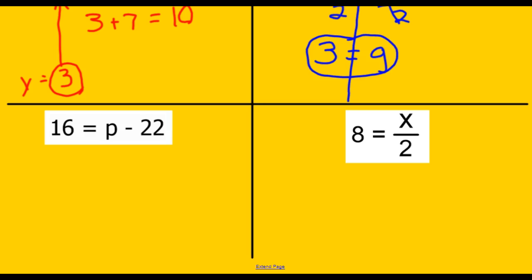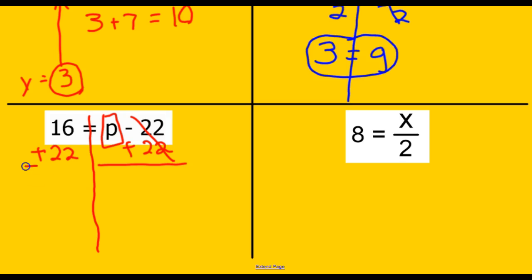If I go down to my next problem, I have 16 equals p minus 22. First step, draw our balance line. I am trying to get p all alone, so I need to do the opposite of minus 22, which is plus 22. Those will cross out. I get plus 22 over here. 6 plus 2 gives me 8. 1 plus 2 gives me 3. So I get 38. P equals 38.